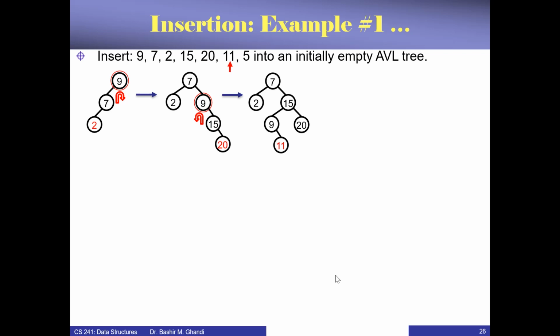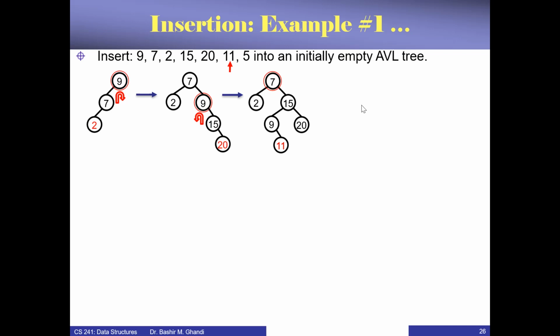Good. Next, we insert 11. 11 will go to the right of 7, left of 15, and right of 9. Okay, is there a problem? No problem with 11, no problem with 9, no problem with 15, but there is a problem with 7, because on the right it has height 1, 2, 3, on the left it has 1. 3 minus 1 is 2. So there's a problem with 7.